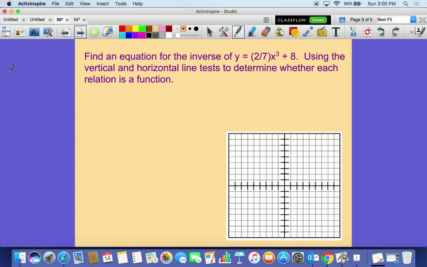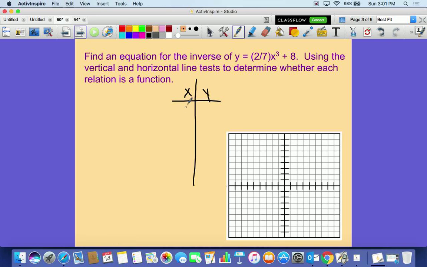All right, our next one: find an equation for the inverse of y equals 2/7 x cubed plus 8. Use the vertical and horizontal line test to determine whether each relation is a function. Well, what we can do first is graph out this original problem. We haven't graphed these before, so I would make an XY chart here and put in points until we know what this graph is going to look like.